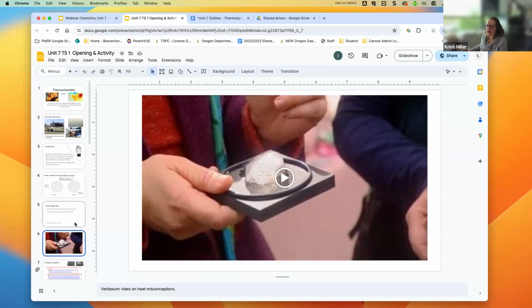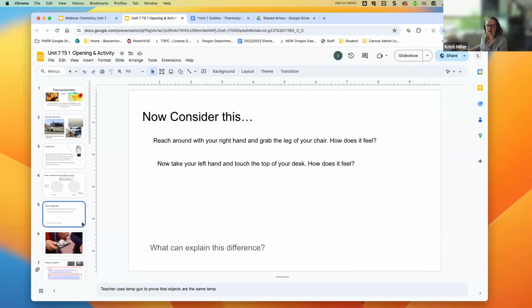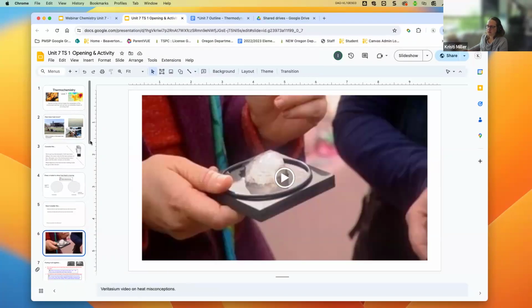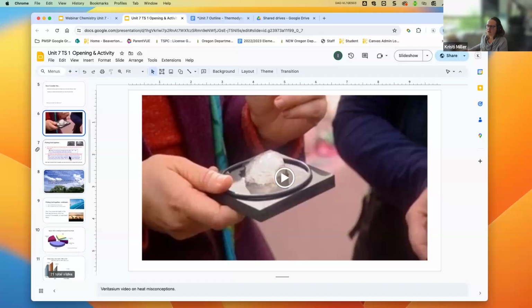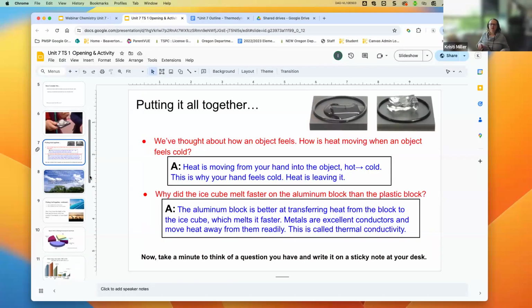And it's kind of getting at the same idea, right? Why does that leg feel colder? So we watch the video and then we discuss together as a class what's happening. We thought about how an object feels. How is heat moving when an object feels cold? Why did the ice cube melt faster on the aluminum block than on the plastic block?